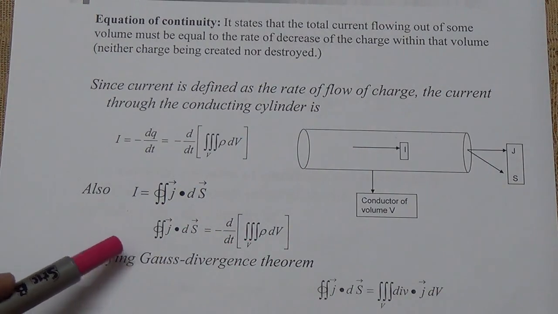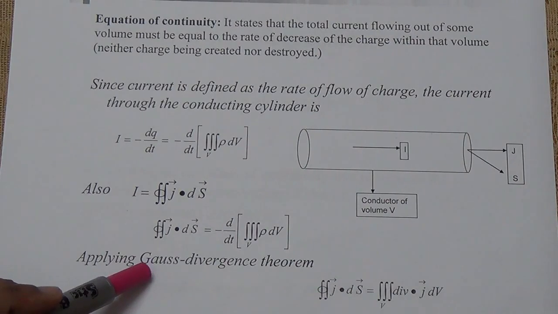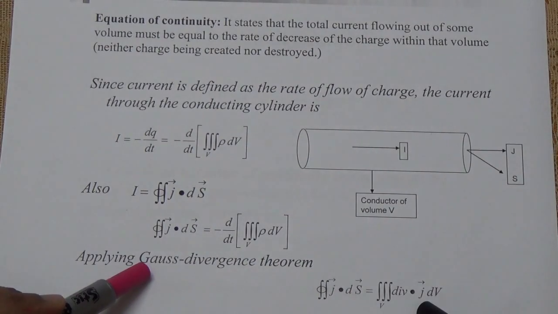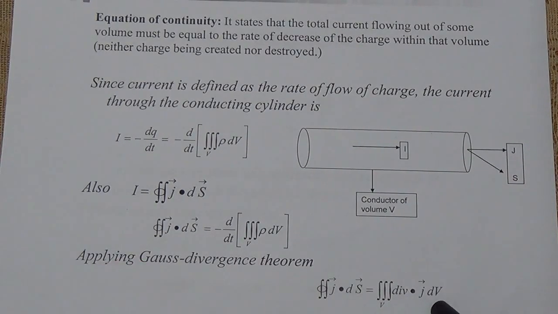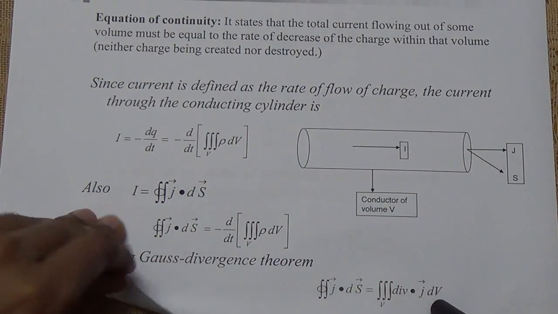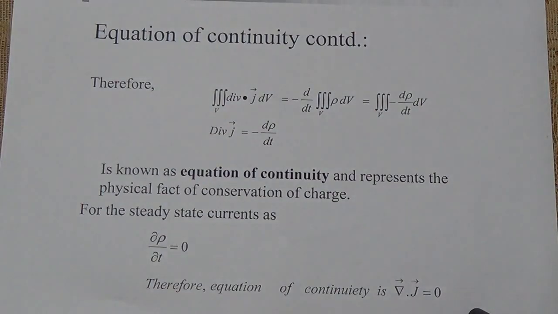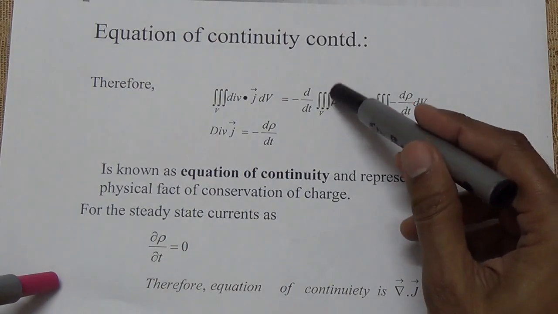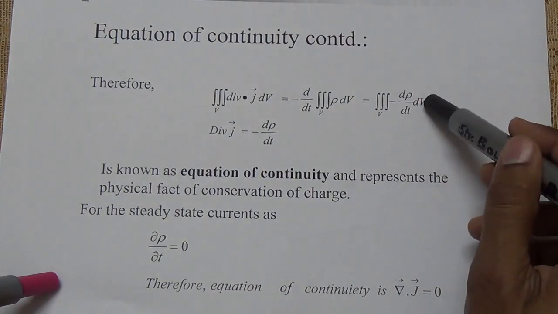Now to simplify it, we have to use the Gauss divergence theorem, and as a result the closed surface integral of J dot dS converts into the divergence of J. So the left hand side is equal to the volume integral of the divergence of J dV. Now we put this value here. The right hand side is minus d upon dt, and since the volume is fixed, it becomes minus d rho upon dt dV.